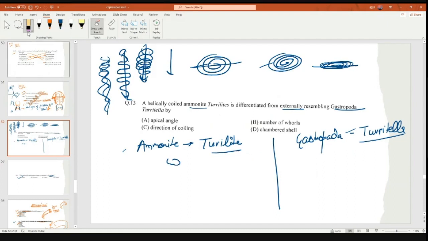Chambered shell, ma'am. Can you differentiate between ammonoids and gastropods? How do we differentiate between these two? Yes ma'am, in ammonoids there is a chambered shell, the camerae, and in gastropods it is not there. Exactly. Camera, sorry, you call it camera deposit also, or cameral, all are the same thing. These are the chambered ones.